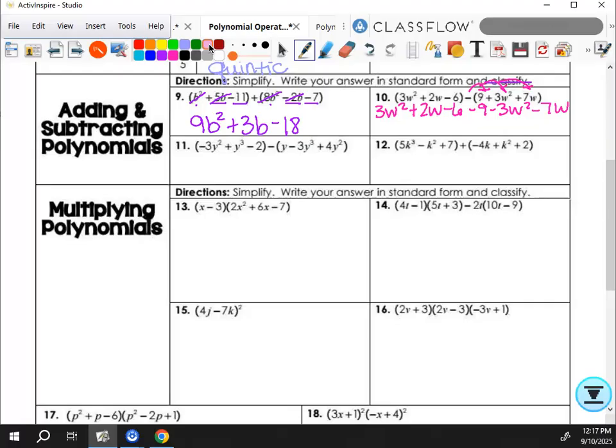All right, so then I've got 3w squared and negative 3w squared. Those zero out. That's nice. Then I have a positive 2w and a negative 7w. What does that give me? Negative 5w. Mark those out. Then negative 6 minus 9? Negative 15. Easy enough? Questions? All right, y'all do 11 and 12.